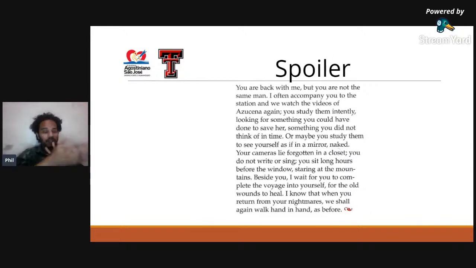Spoilers, she dies. Okay, so this is the narrator talking about Rolf. Because after the events, the little girl dies. He's back. You are back with me, but you are not the same man.